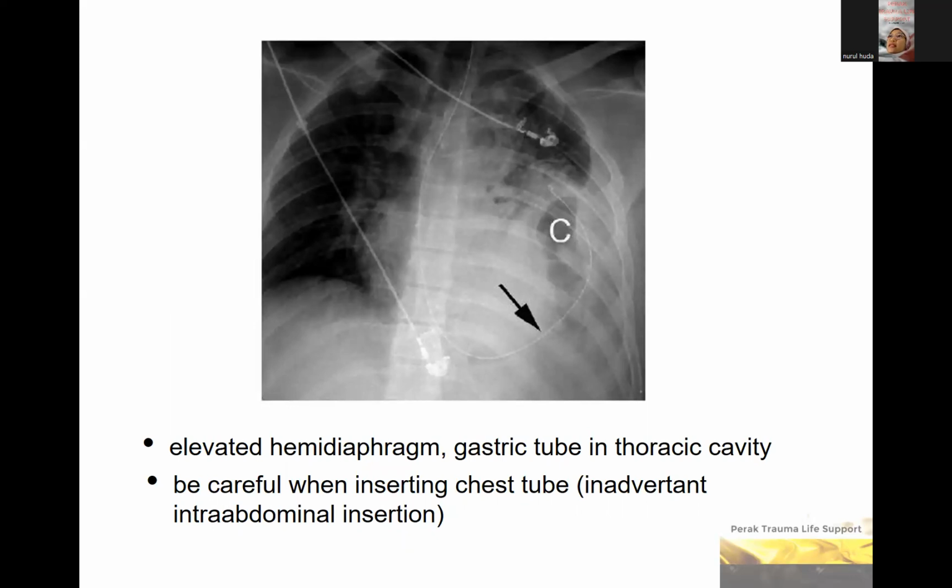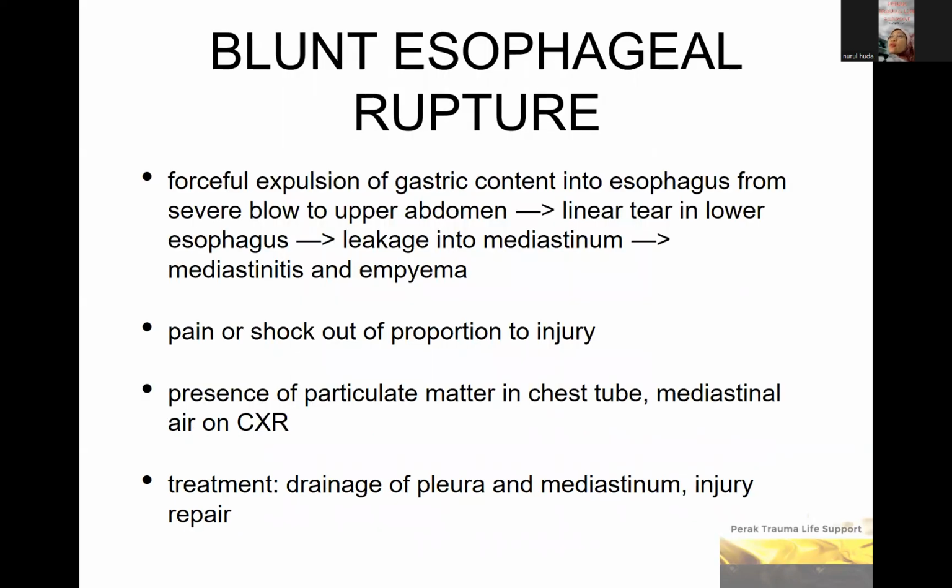Okay, so this is the chest X-ray showing the elevated hemidiaphragm. And you can see there is a gastric tube in the thoracic cavity. So you have to be careful when you insert the chest tube. You might put it in the intra-abdomen. So next is a blunt esophageal rupture.